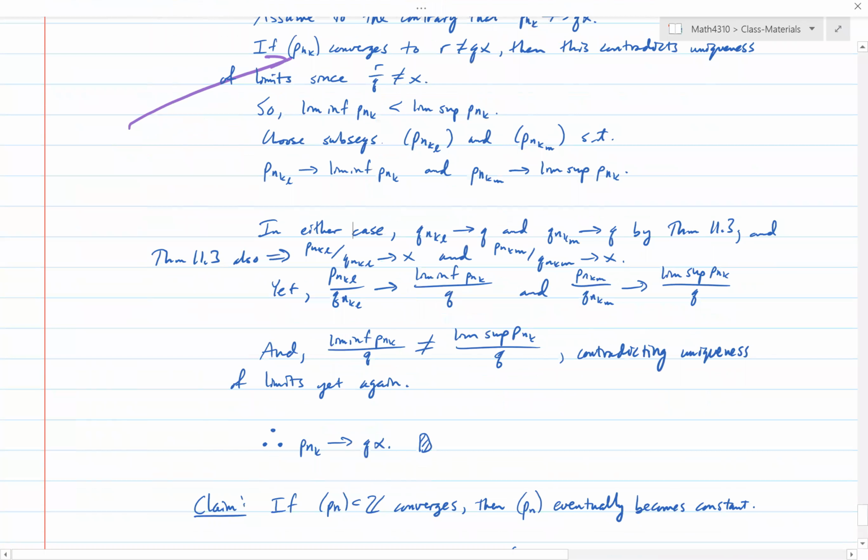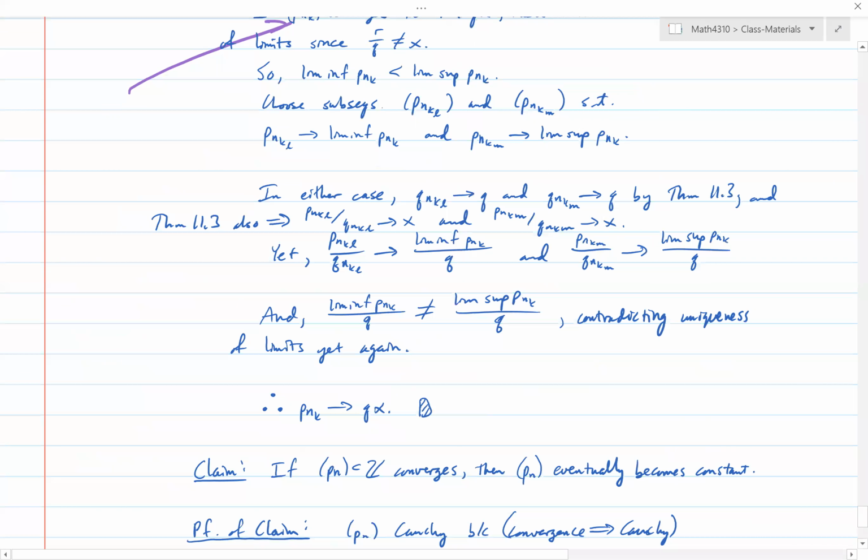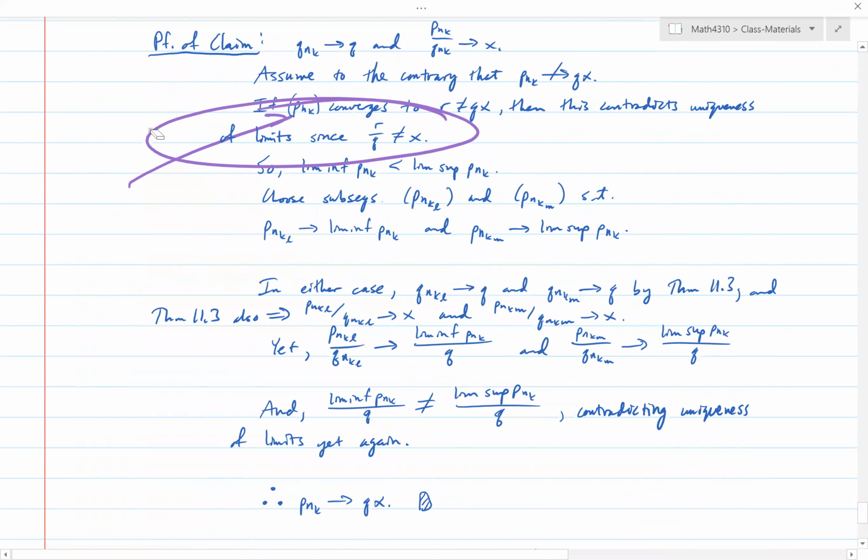In either case, because Q sub n_k is a convergent subsequence, its corresponding subsequences, where you use the same indices, have to also converge to Q, again by the same theorem, that if a convergent sequence has its subsequences, they converge to the same limit. And then by the uniqueness of limits, I end up saying, well, that means that the subsequences of these subsequences, these ratios, are all converging to X, yet by construction, I've made it so that these ratios of these two different subsequences actually have different limits. And again, this contradicts the uniqueness of limits, much like this contradicted the uniqueness of limits up here.